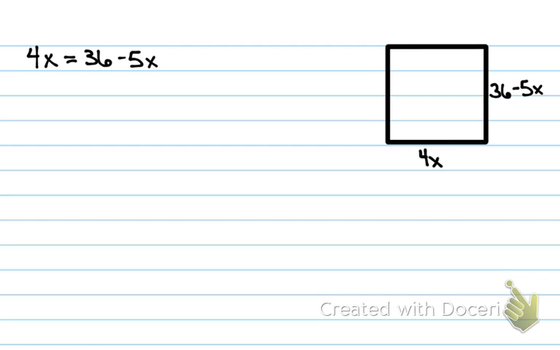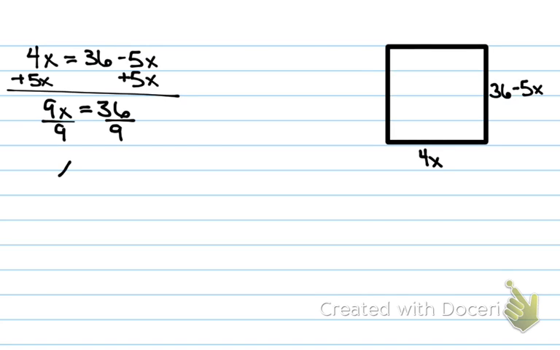So we clearly see that we have variables on both sides of the equation, right? So which one do I move? Do I move 4x or negative 5x? I move negative 5x over, and I get 9x equals 36. Divide both sides by 9, x equals 4. But this is not my answer.